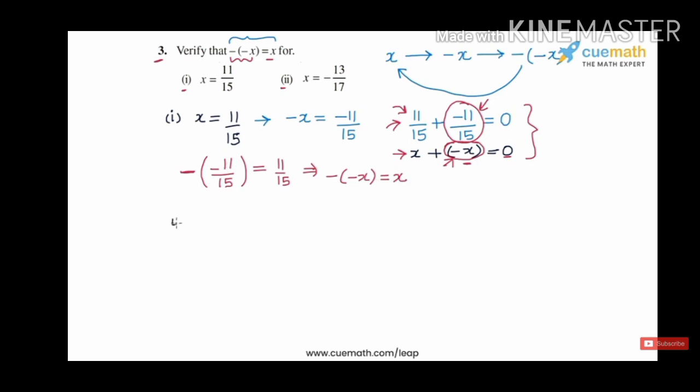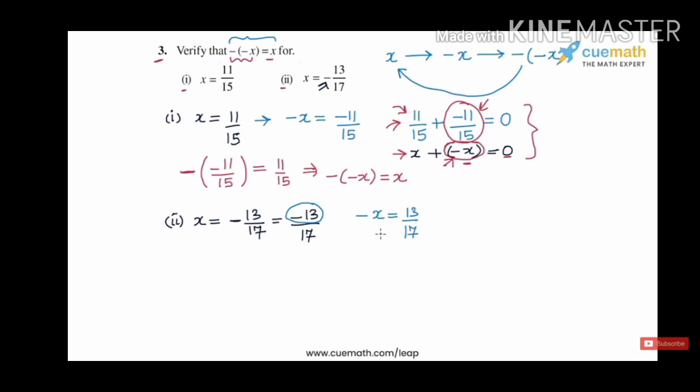Let's do the same thing for part 2, in which the rational number x is equal to minus 13 by 17. Here the minus sign has been written at the left of this rational number, so we can take it with the numerator and write it as minus 13 by 17. Now what is the additive inverse of x? The additive inverse of x is minus x, which you get by taking the numerator and flipping its sign, so minus x is equal to 13 by 17.